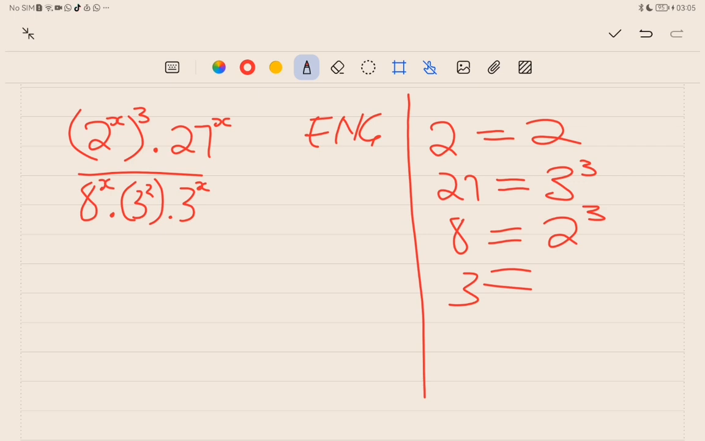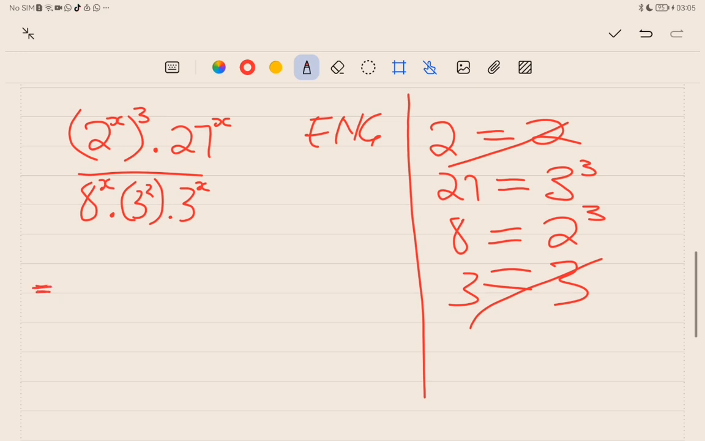Then now you go to 3. 3 equal to shift, fact. Then it gives you 3. So with this one, we're just going to leave them as they are. So in the place of 27, you're going to substitute 3 to the exponent 3. And in the place of 8, you're going to substitute 2 to the exponent 3.